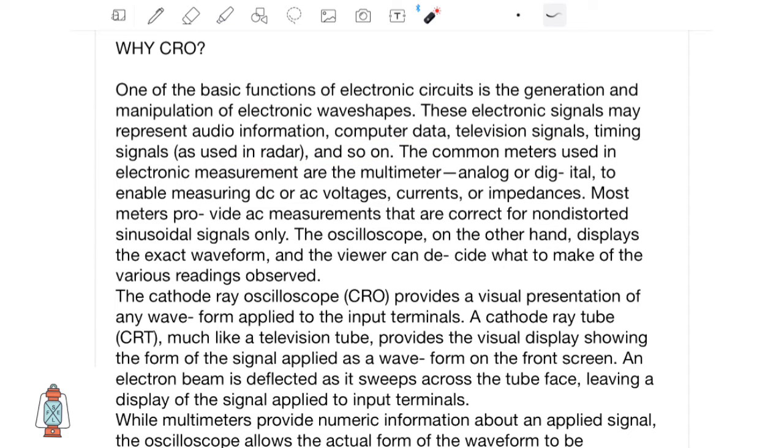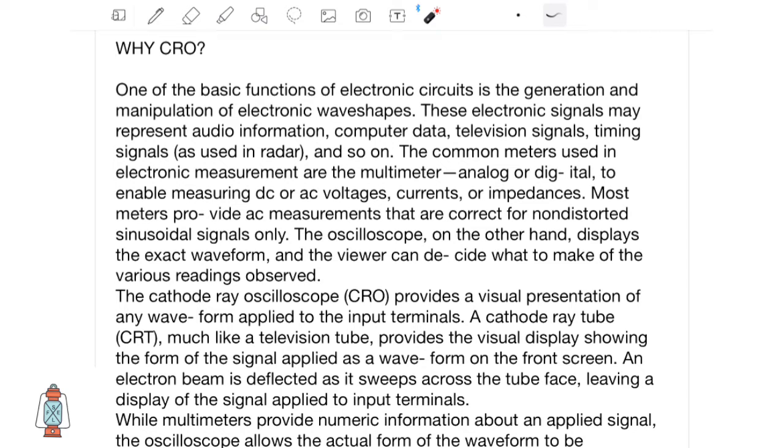So oscilloscope displays the exact waveform, and the viewer can decide what to make of the various readings observed. So it gives you more freedom, it gives you more liberty, and human loves more freedom and more liberty. So that is why CRO is something common to every college lab, every educational institute, science-based educational institute lab. CRO is such a wonderful thing.